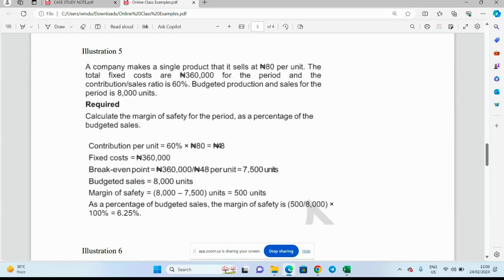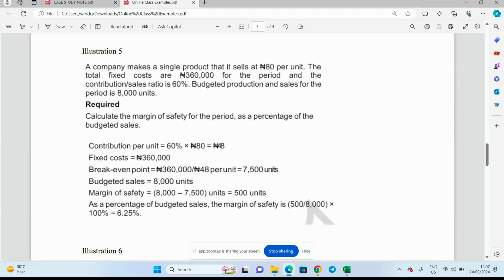A company makes a single product. He said the product sells for how much? 80 naira. Total fixed cost is 360,000 for the period. And contribution to sales ratio is 60%. What are they telling us is that the contribution will be what? 60% of what? Selling price. Now, what is 60% of 80 naira? 48 naira. Thank you.